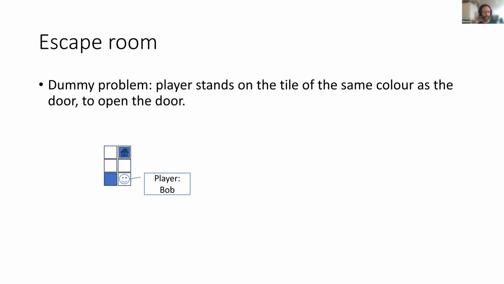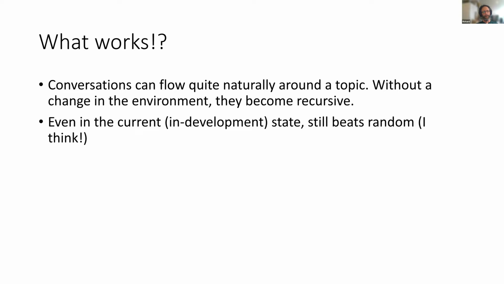This seems trivial, but it's not. What works? So at the moment, conversations can flow quite naturally. I demonstrate that it actually works, I think, quite well around a particular topic. However, without a change in the environment, topics become recursive. They just go around in circles because they just keep talking about the same thing over and over again. So it's a bit dull, but they are proposing actual solutions to an actual problem.